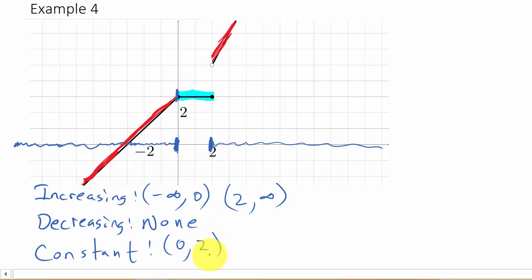Okay, so that's how to determine if a graph is increasing, decreasing, or constant when you're given the graph of the function. So I hope this helped.